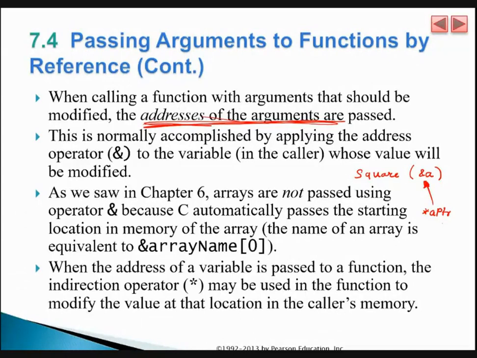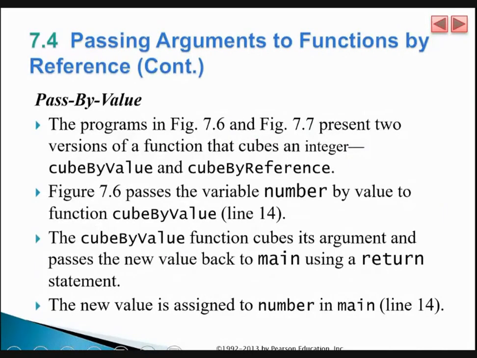Arrays are not passed using the address operator, because C automatically passes the starting location of the memory. The name of the array is actually equivalent to the address of the first location, so there is no need to give the & sign again. Now when the address of a variable is passed to a function, the indirection operator, the asterisk operator, may be used to modify the value stored at that location, because asterisk will give me the value of the object which the operand is pointing to.